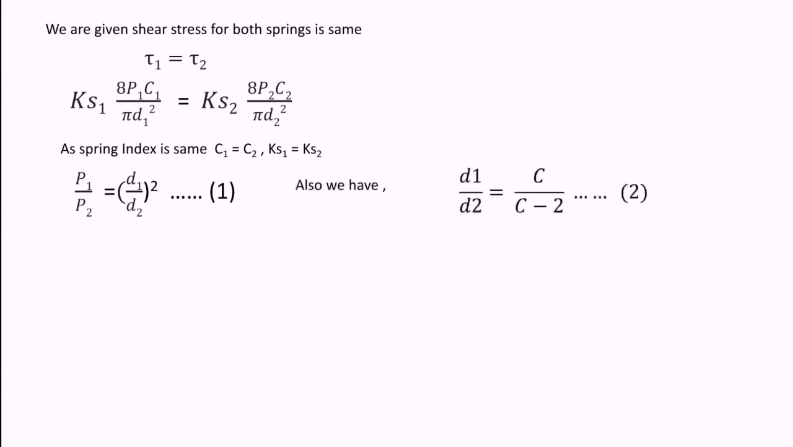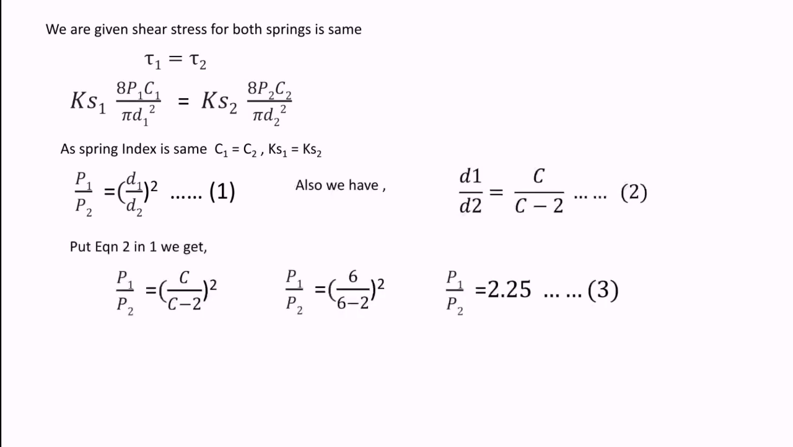We have the relation from concentric springs as D1 by D2 is equal to C divided by C minus 2. Substituting this value in equation 1, I will get the value of P1 by P2 as 2.25. Let this be equation number 3. The total load acting on the spring is given to us as 5000 newtons.